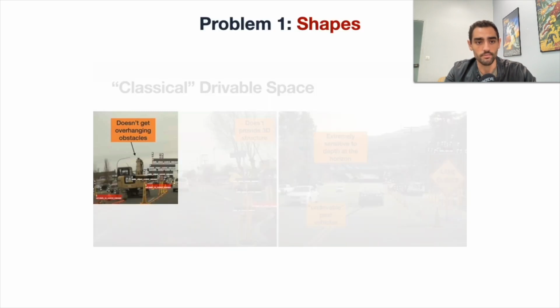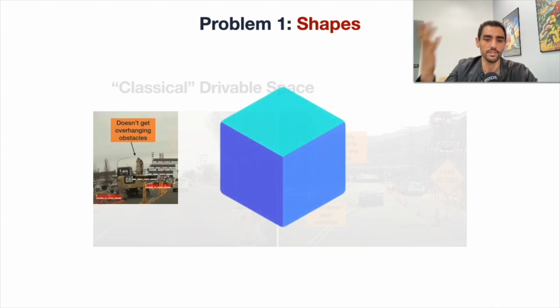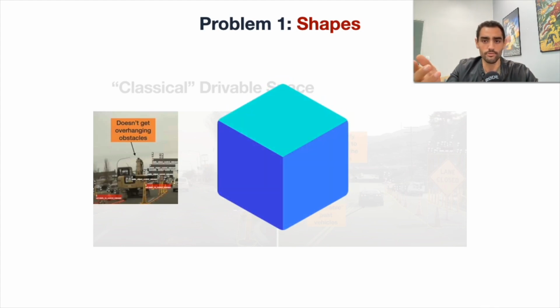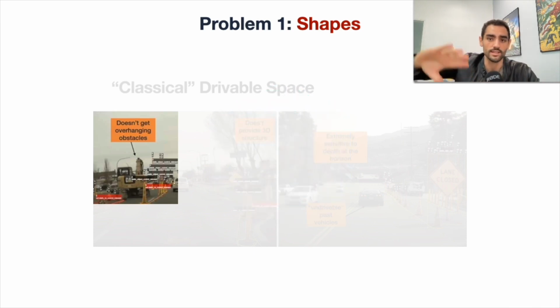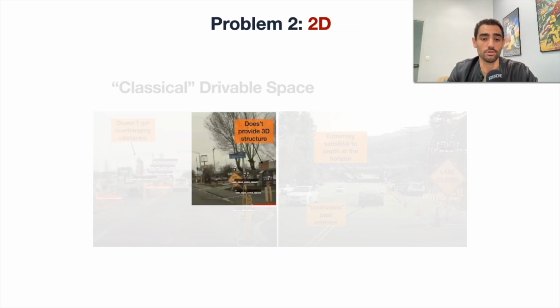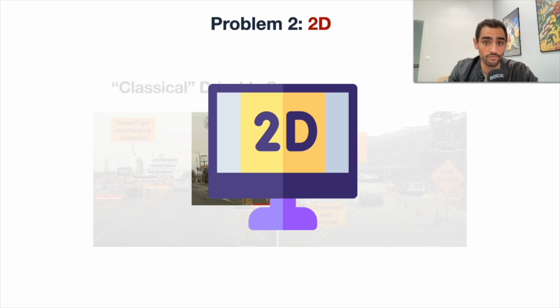Number one is that they don't get overhanging obstacles. This means that whenever they detect something, they use 3D bounding boxes. The problem with that is that if you have an object like this excavator with specific shapes, you won't really understand it. You won't recognize it, so you won't have the shape. Number two is the 3D structure. Because you're in 2D, you lack 3D. So it makes sense, but basically you don't have the 3D understanding.